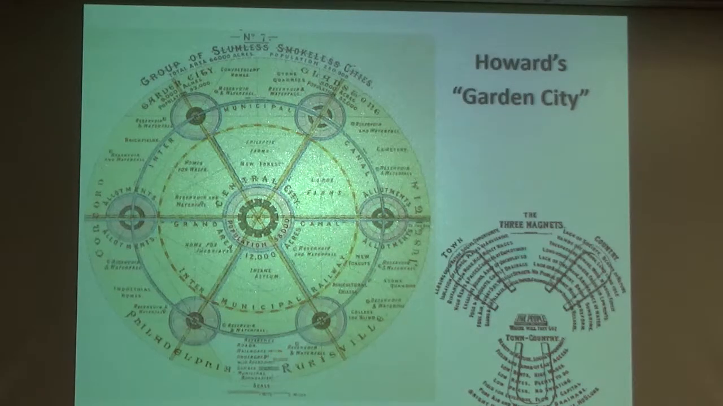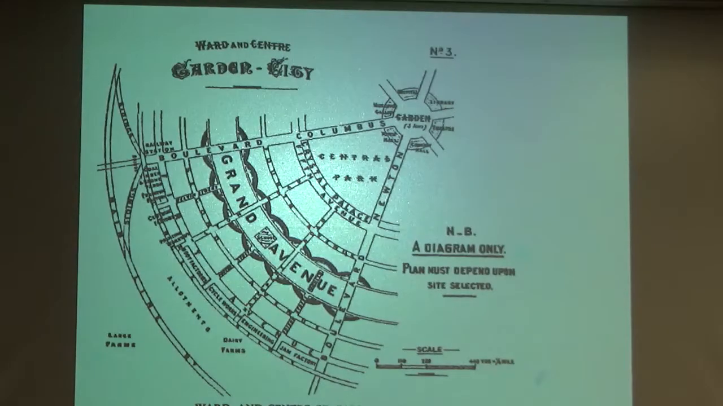What year was this, did you say? 1902, if I'm not completely mistaken. Ebenezer Howard, The Vision of Garden City. I have a copy if you want to take a look at that. So, this diagram only, plan must depend upon site selected. Well, he's an accountant. What do accountants do? Numbers.